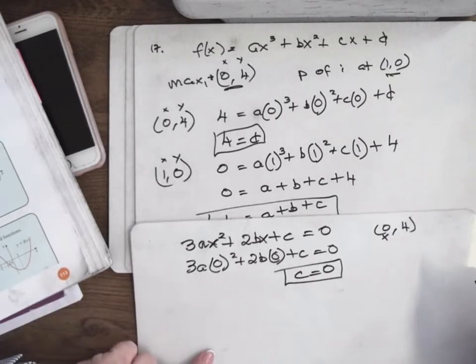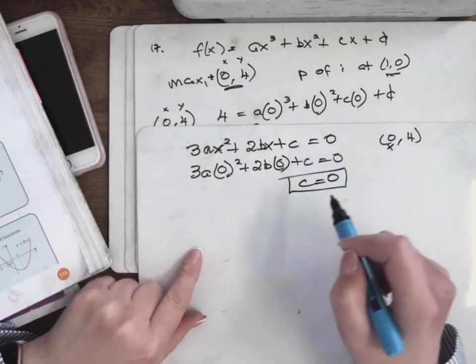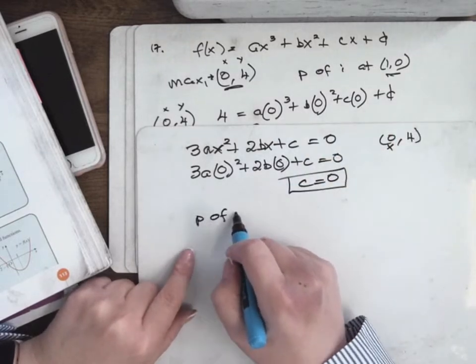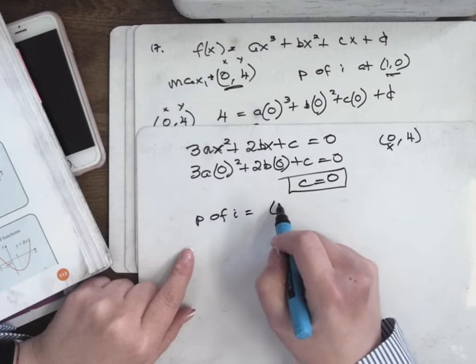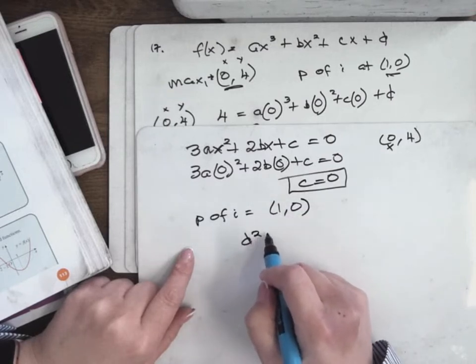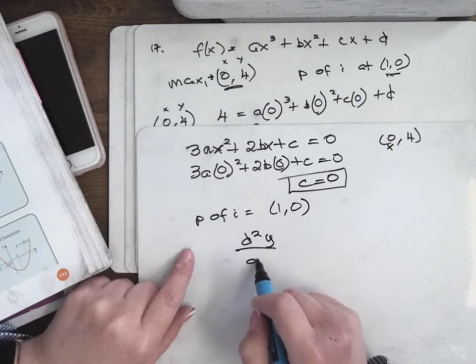Right, okay, and the last piece of information was the point of inflection. So the point of inflection is 1, 0. So at the point of inflection, d2y dx2 equals 0.